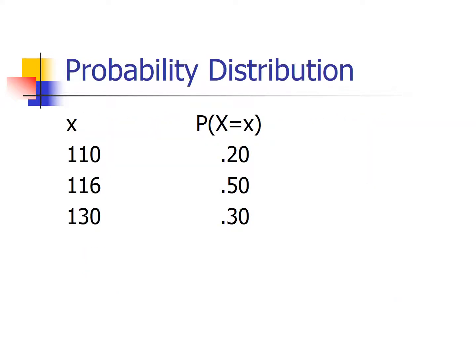So here are the possible values. It could go down to 110, it could stay at 116, or it could go up to 130. Probability of it going down was 20%. Probability of it staying the same was 50%. Probability of it going up was 30%. Easy enough, right?